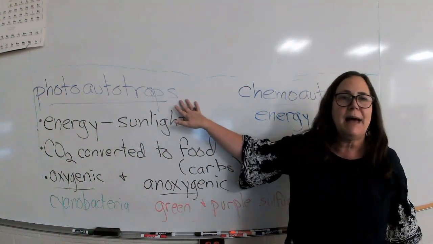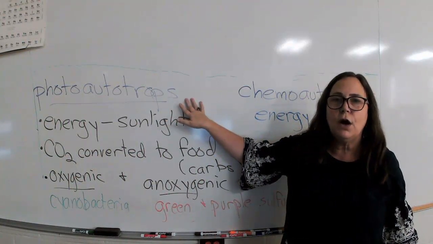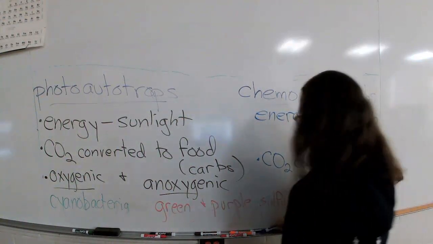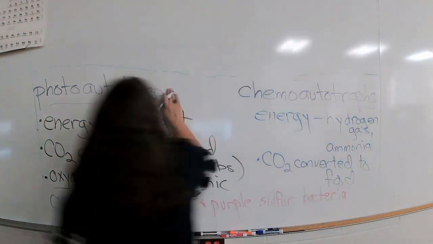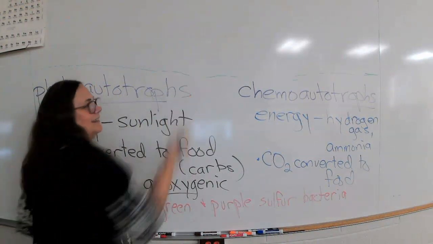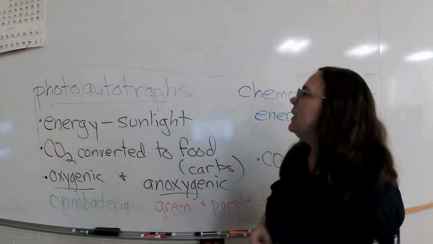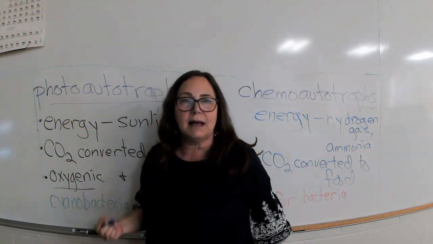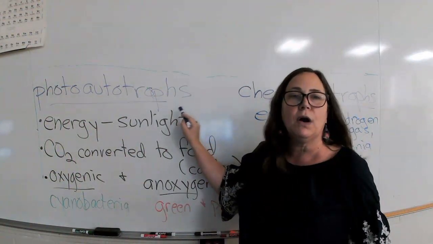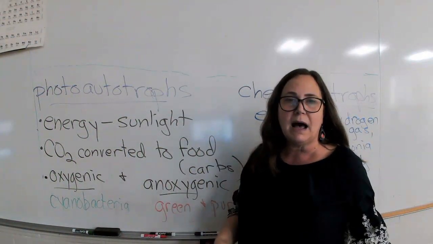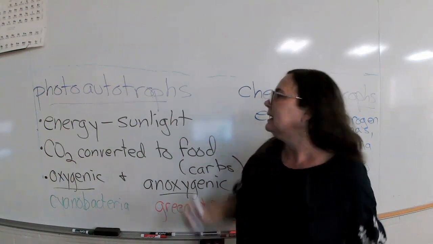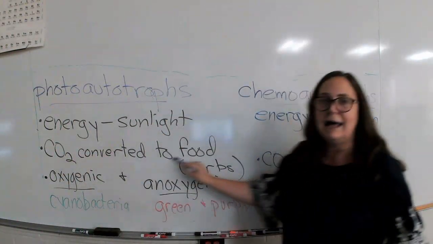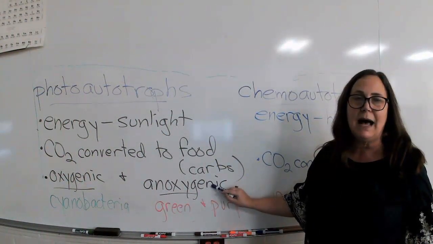But let's talk about the bacteria that are classified as photoautotrophs. What this tells us is that photo means that the bacteria obtain their energy from sunlight. Autotroph means they make their own food by converting carbon dioxide into carbohydrate. So their energy comes from sunlight, and they convert carbon dioxide into food in the form of carbohydrates.